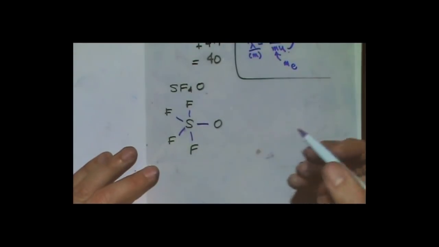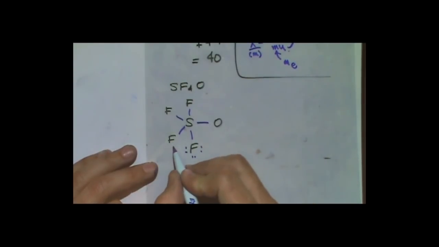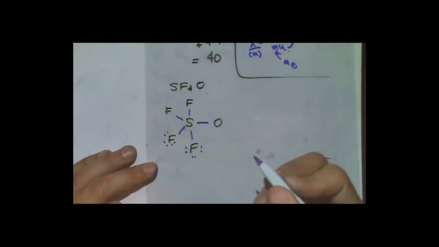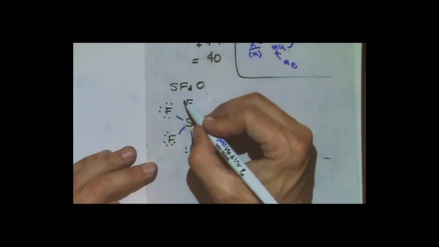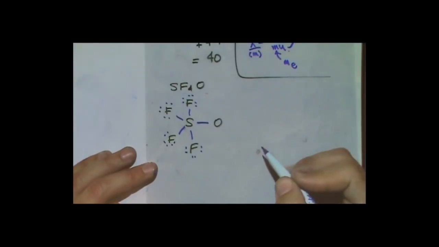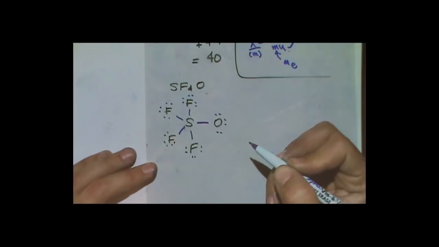Okay, so let's do the bonds here. 2, 4, 6, 8, 10 of 40. Now let's just go around. 10, 12, 14, 16, that has an octet. 18, 20, 22, that has an octet. 24, 26, 28, that has an octet. 30, 32, 34, that has an octet. 36, 38, 40, that has an octet. Sulfur breaks the octet, but we're okay with that because sulfur is below the carbon row, so it can have an expanded valence shell.